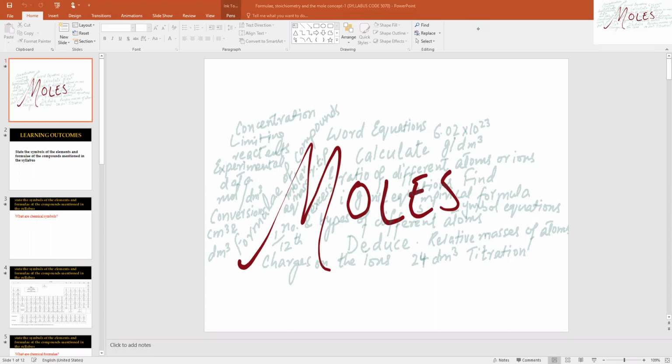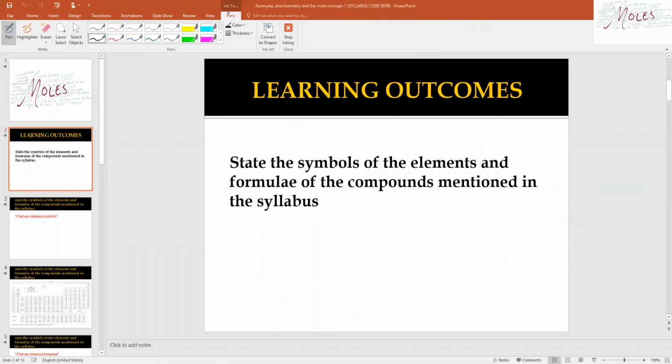This is Sarayas. In this lesson, I will talk about formula, stoichiometry, and the mole concept. The learning outcomes for this lesson would be to state the symbols of the elements and formula of the compounds mentioned in the syllabus 5070.